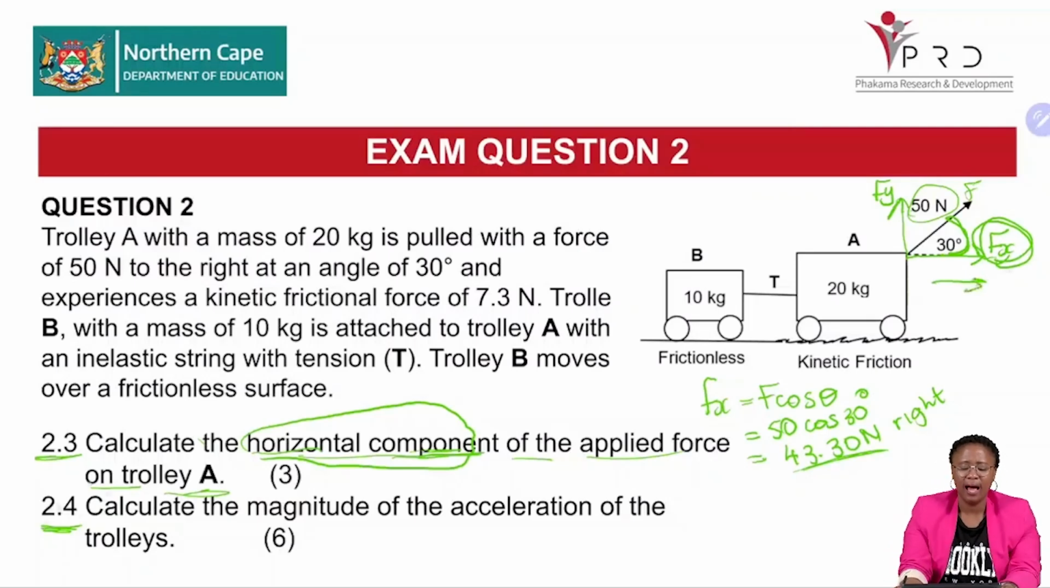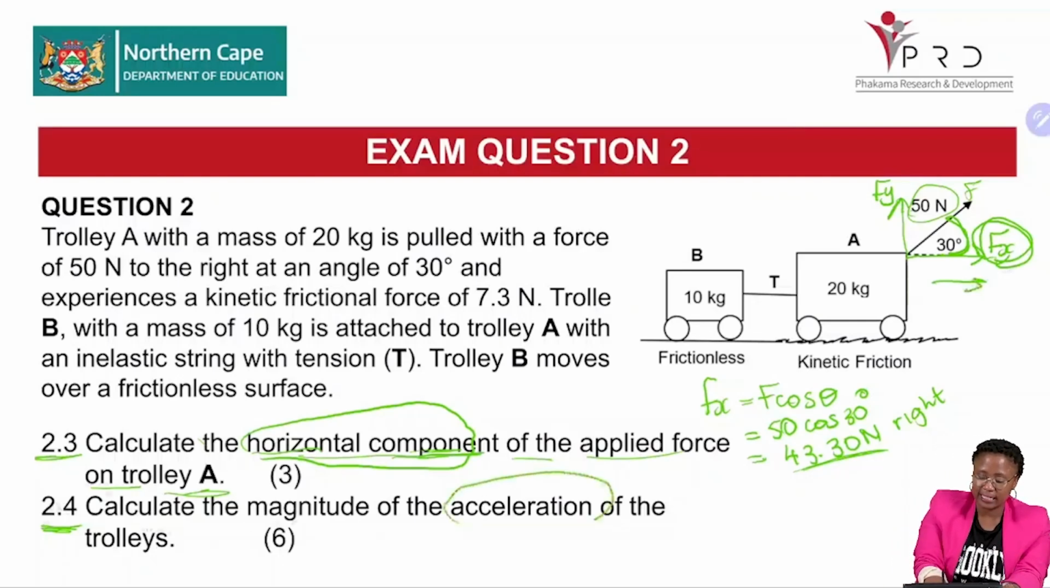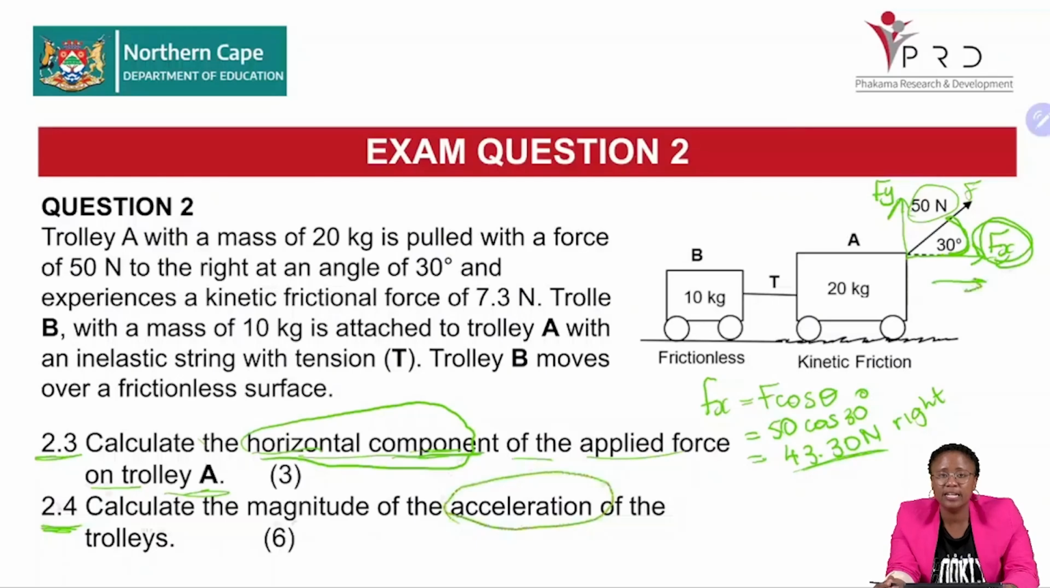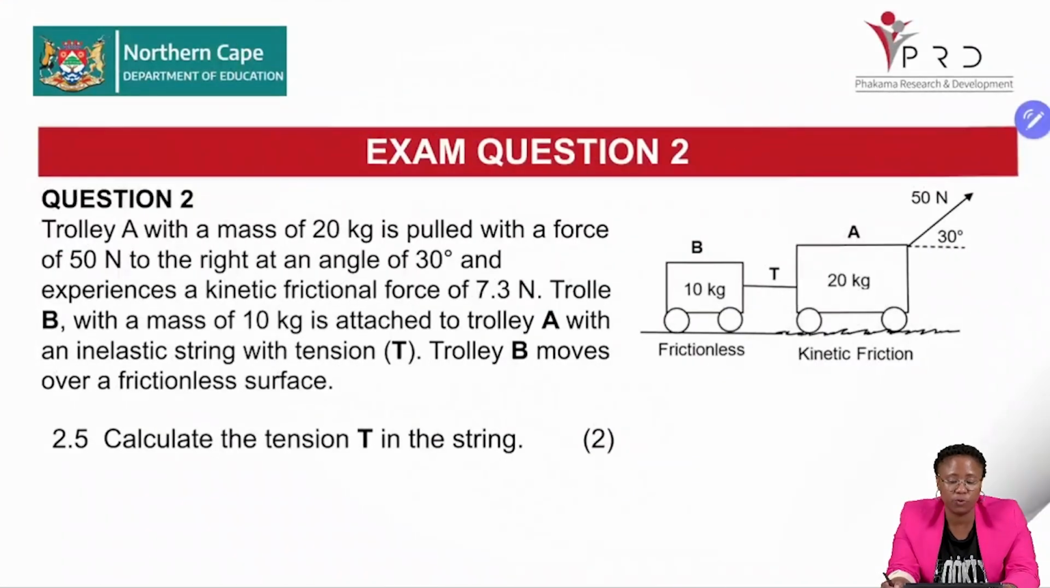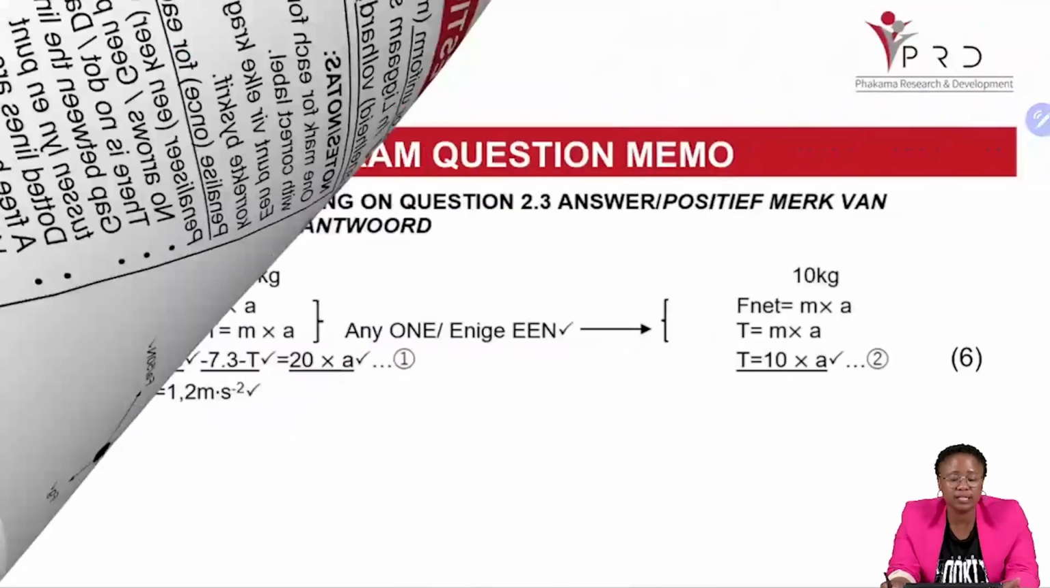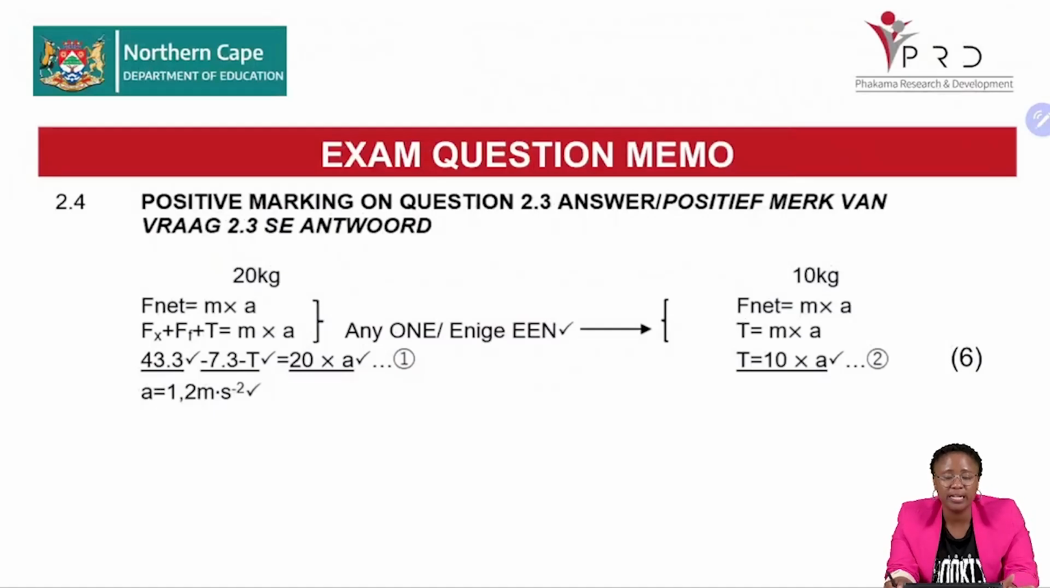2.4, calculate the magnitude of the acceleration of the trolley. Acceleration now is what we are looking at. Let's quickly go to see how I have done it for you. All right, now it's very important to see how the marks will be distributed as you do this. Because we are calculating acceleration, step number one, I always say, draw the free body diagram of the two separately. You already have the free body diagram for trolley A, so the next thing you would do is draw a free body diagram for trolley B, which is the 10 kg block.